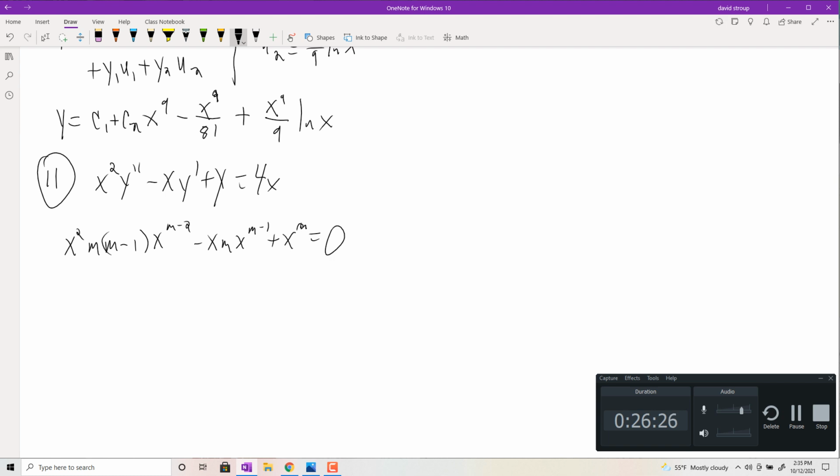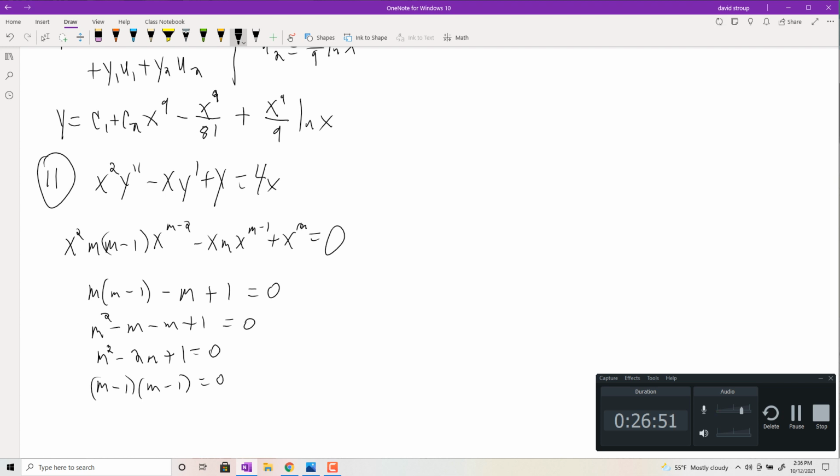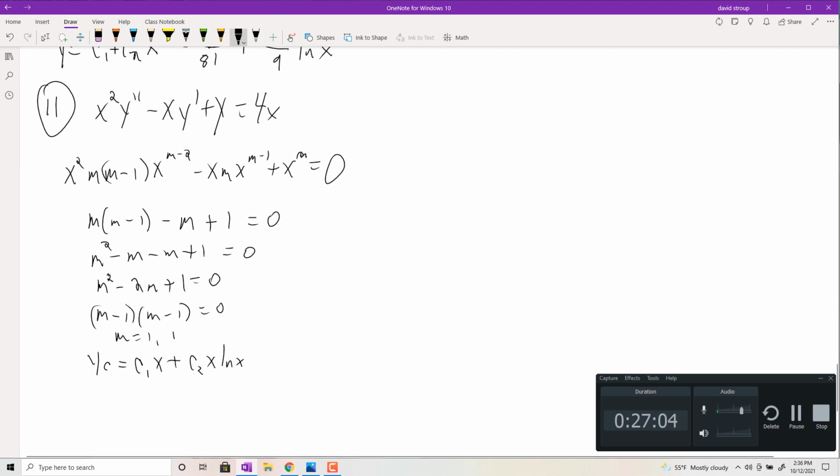Okay. You can factor out x to the m across the board, and then you'll just be left with m times m minus 1 minus m plus 1 is 0, so m squared minus 2m plus 1 is 0, so m minus 1 repeated, right? m minus 1 is 0, so m equals 1 and 1, so the complementary part, y sub c, will be c1 x to the 1 plus c2 x ln x. And we can mark off our parts now, so y1 equals x, and then y2 is x ln x.